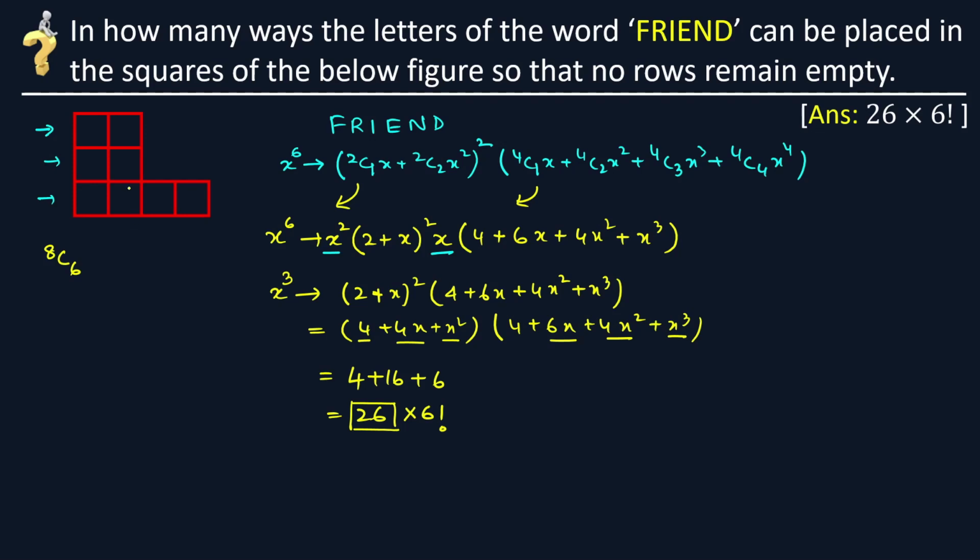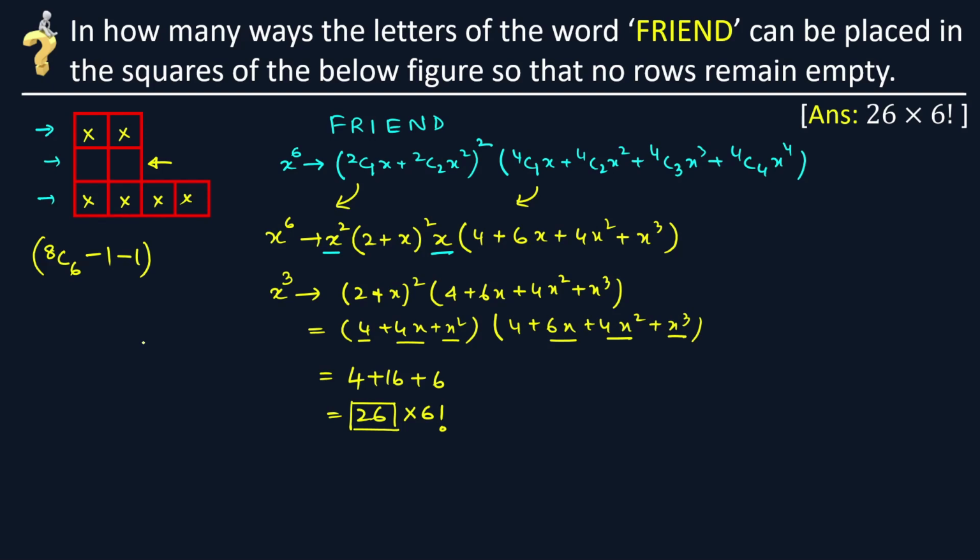Now look at it carefully. There are 2 ways when these 6 squares will be chosen and in that case this row will remain empty, which I don't want. Similarly, if these 6 squares are chosen, then we will be left with this row. Again, that also I don't want. So that has to be subtracted. So this will be the total number of ways.